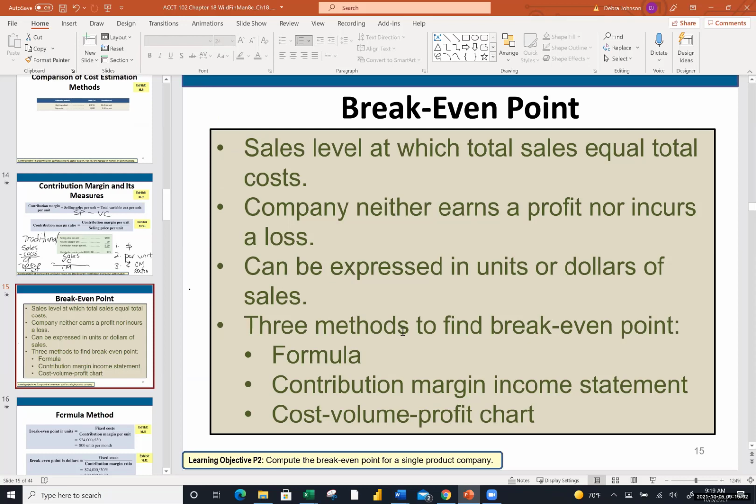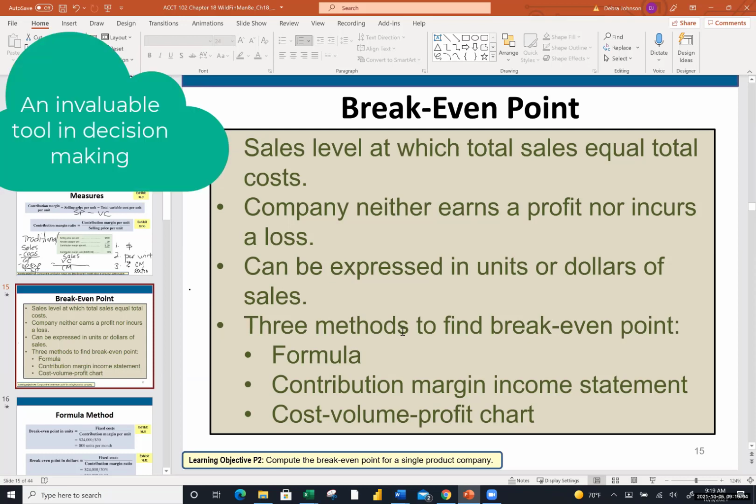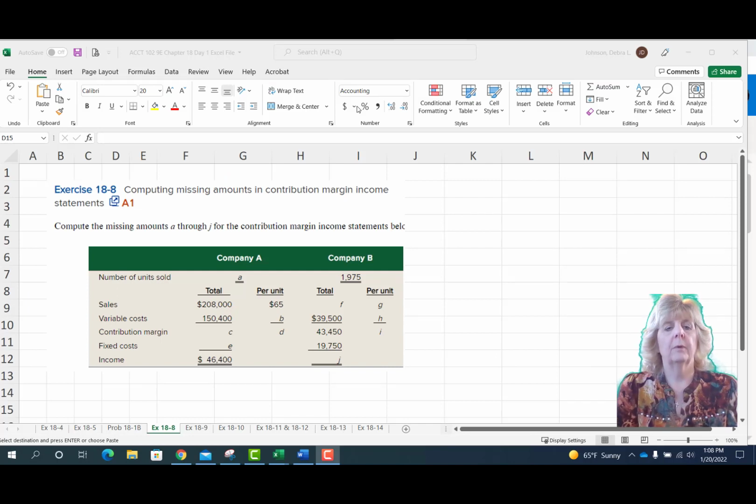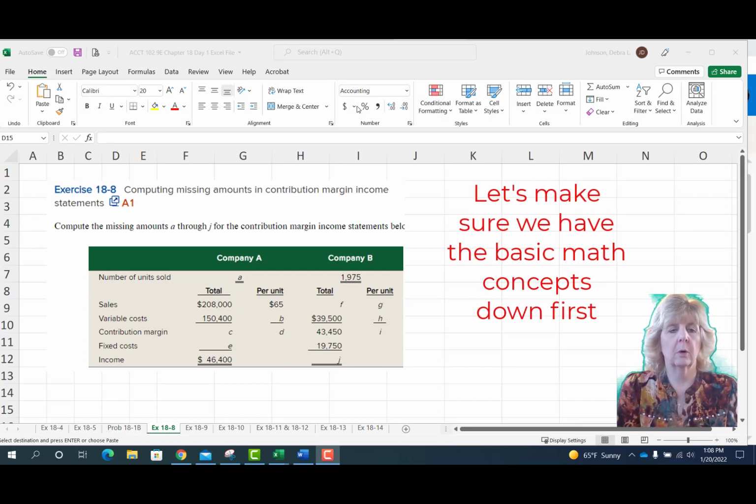This is how decisions are made on whether to automate or not, whether to do layoffs or not. So many of the decisions that we make at a management level go back to the concept of this contribution margin. So let's start off with the basic math concepts behind the contribution margin.